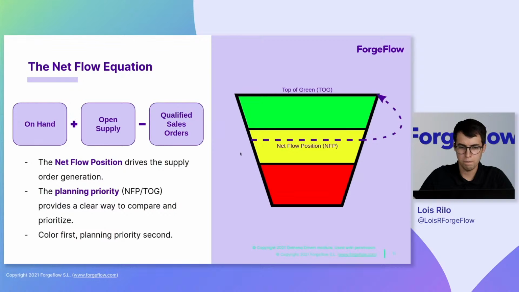We can then have a priority and compare from different buffers that have different sizes, but this gives us a relative priority because we can translate this into a percentage of erosion in the buffer. So it's a percentage of the erosion of our coverage of the demand. When we reach, it's very simple, when we reach the yellow zone, we need to reorder, and how much? To the top of green. So the net flow position to the top of green will be the order amount. If we have several buffers and we need to prioritize, we just need to take into account the color first. If something is in the red zone, it is deemed high priority, and then the planning priority, which is the percentage of the net flow position.